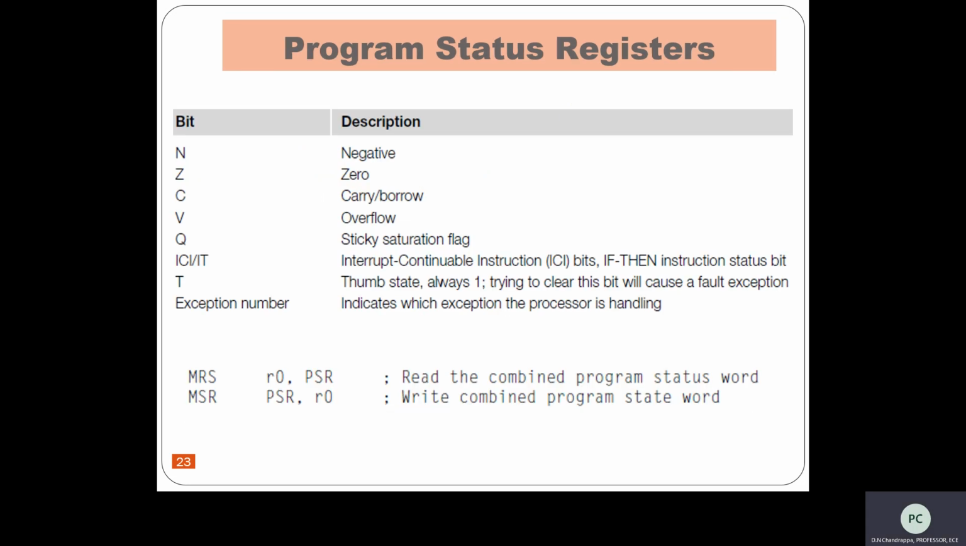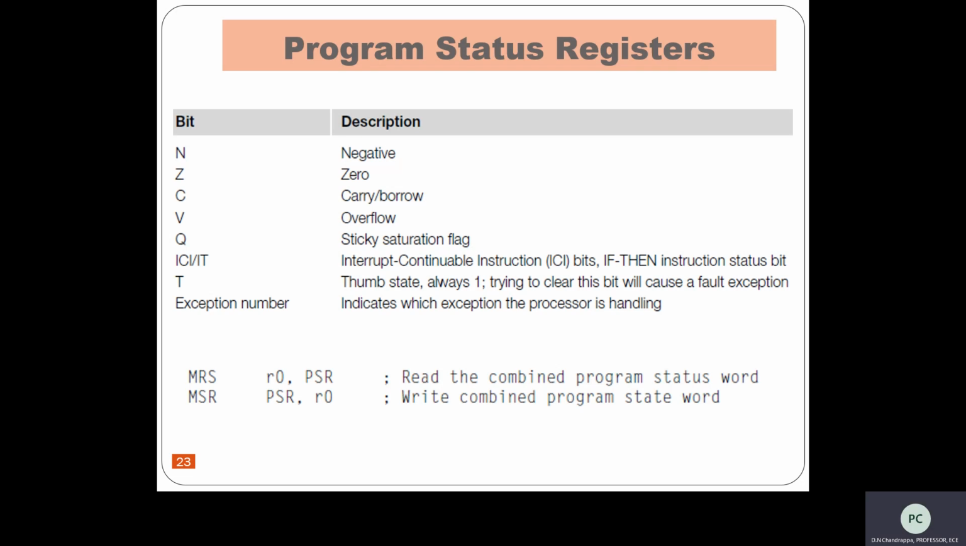Okay. Now these are the things, in continuation from the previous slide. N for negative, Z for zero, C for carry or borrow, V for overflow, Q for saturation flag, ICI for interrupt continuable instructions, IT for if-then instructions, and then the exception numbers.